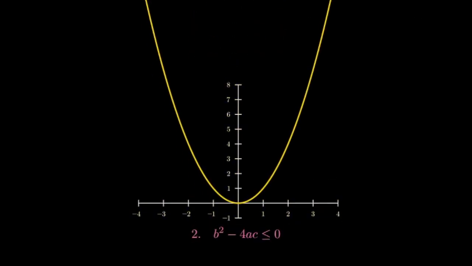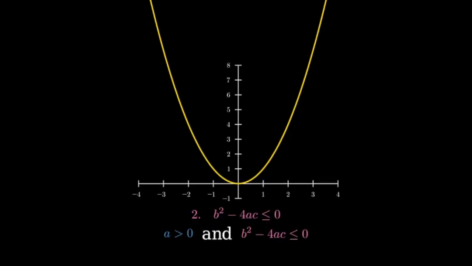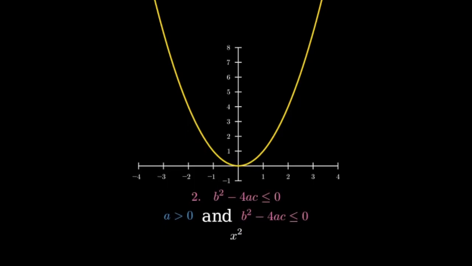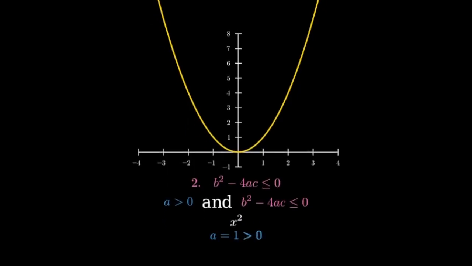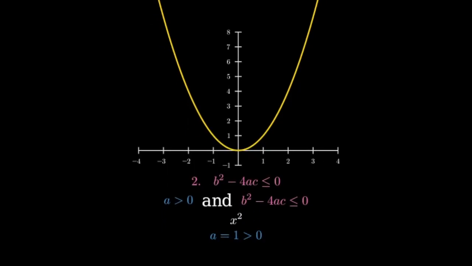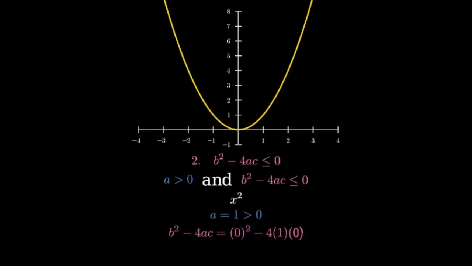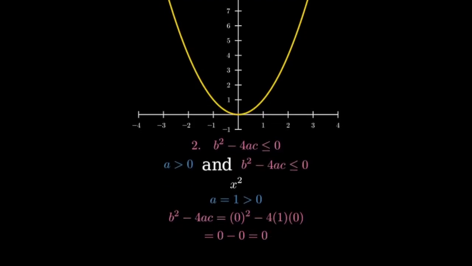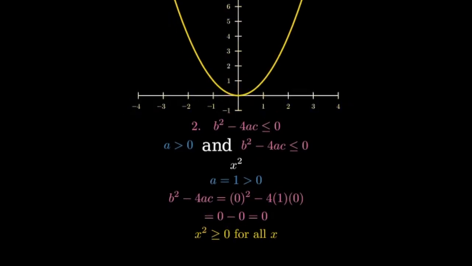So, for a quadratic to be always non-negative, a must be greater than 0, and the discriminant must be less than or equal to 0. A simple example is just x squared. Here, a equals 1, which is positive. b and c are both 0. The discriminant is 0 squared minus 4 times 1 times 0, which equals 0. Since a is positive, and the discriminant is 0, which is less than or equal to 0, x squared is always non-negative.